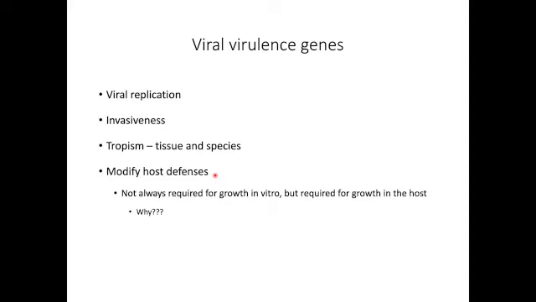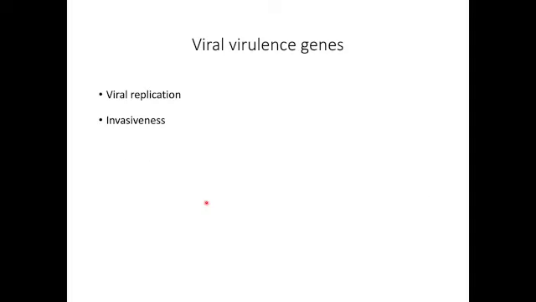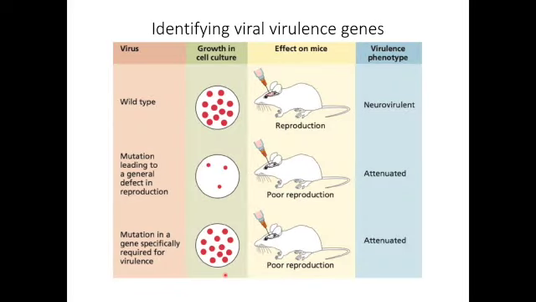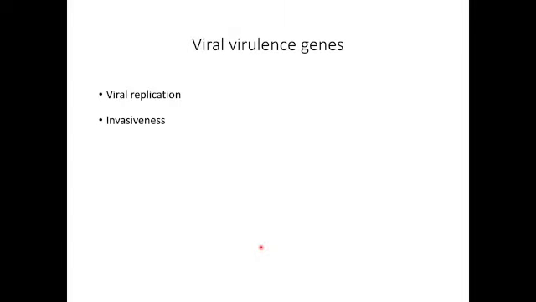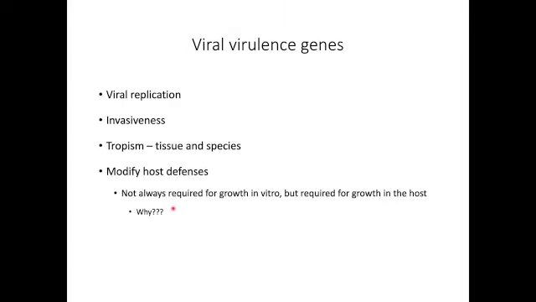As we saw in the diagram on the last slide, some genes are not always required for growth in vitro, but they may be required for growth in the host. So if we look back, I'm going to flip back really quickly. If we look back here, a mutation in this gene still allowed the virus to grow really well in culture, but it was attenuated in the mouse itself. So the question I have for you is why? Why would a mutation preclude replication in an animal, but not in the cell?